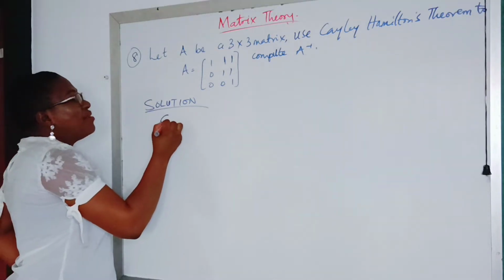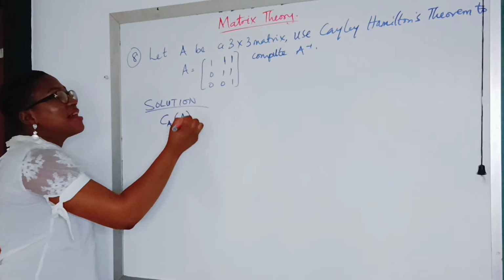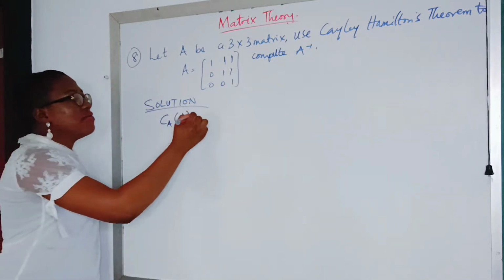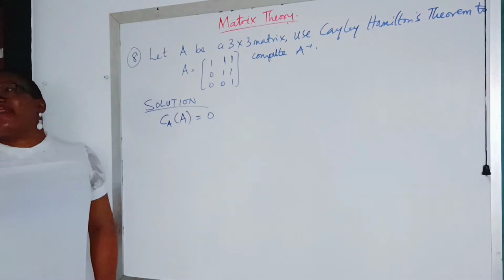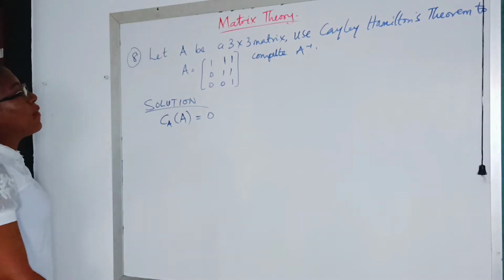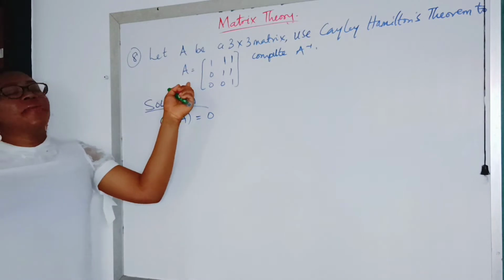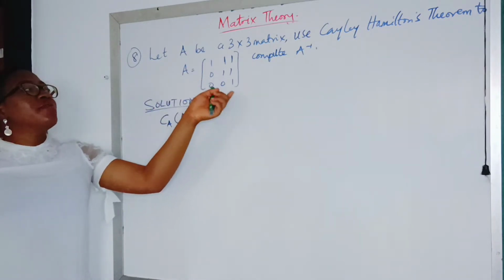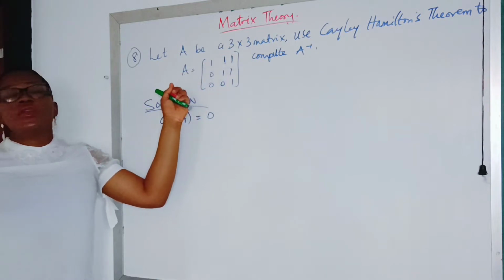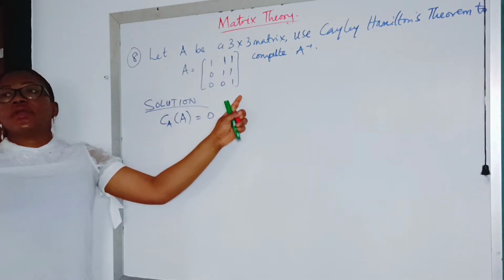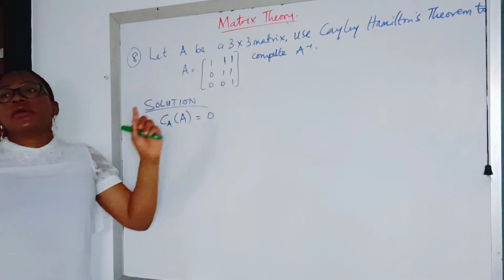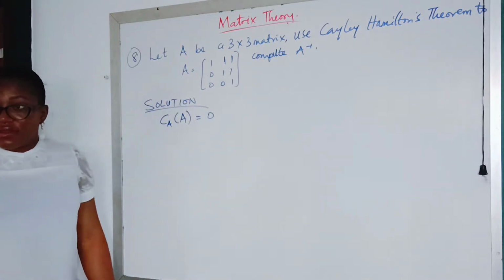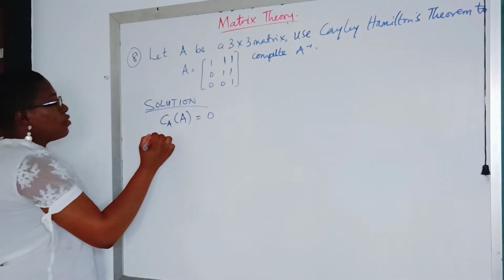So, Cayley Hamilton's theorem says that the characteristic polynomial of A, on substituting A, is 0. So how can that be? Obviously, the determinant of this is not 0. Why? It's an upper triangular matrix, so the determinant is the product of the diagonal: 1, 1, 1. So the determinant is 1. So I'm sure that A inverse exists.